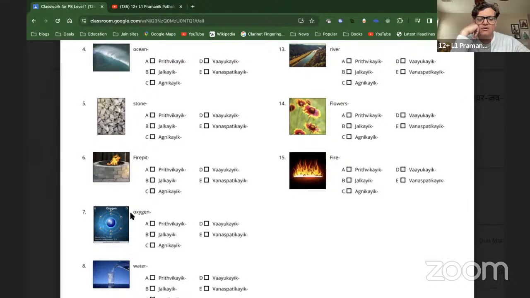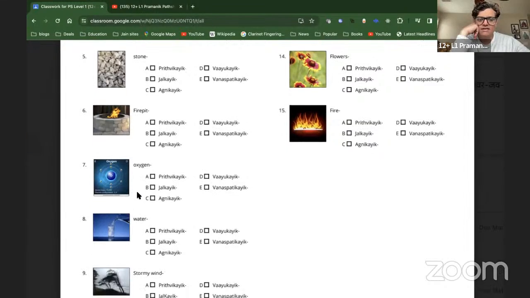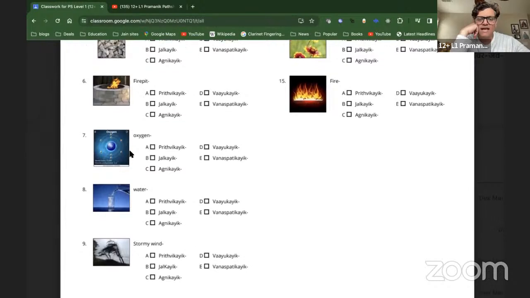Okay. Oxygen. What do you think oxygen is? Ashka, go ahead. Vayu Kaik. Very good. Because Vayu means air, right? So oxygen is in the air. That's why it's a gas. That's why we consider it as Vayu Kaik.